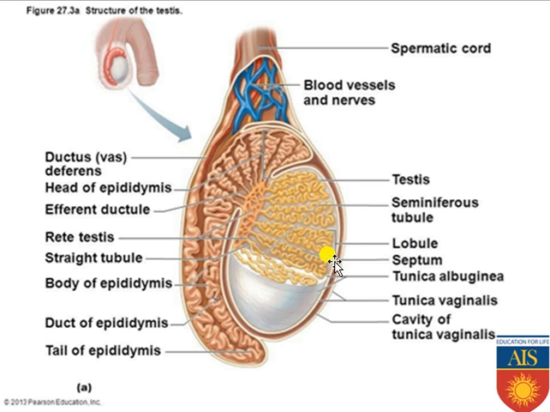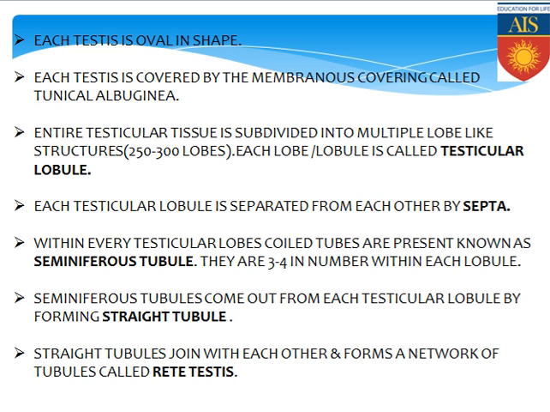If it is single, it is septum, and when multiple septa are present between the testicular lobules, the name is septa. So the septa are present for separating the testicular chambers or lobules. Keep it in your mind, within each and every testicular lobule, coiled tubes are present, which are commonly known as seminiferous tubules. And keep it in your mind, these tubules are 3 to 4 in number.